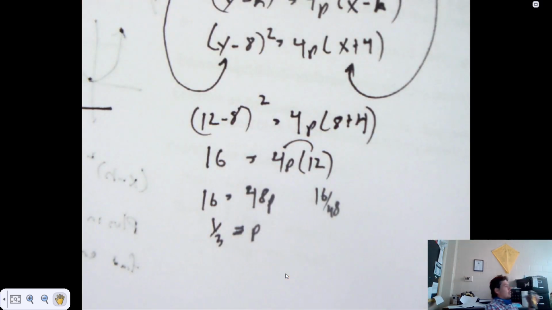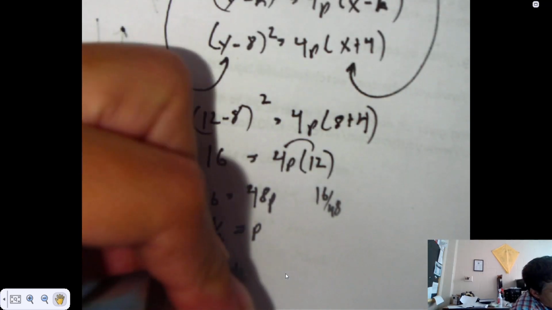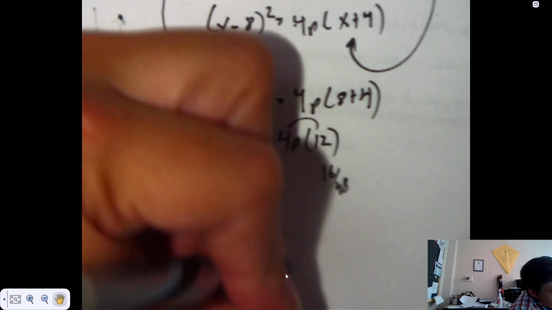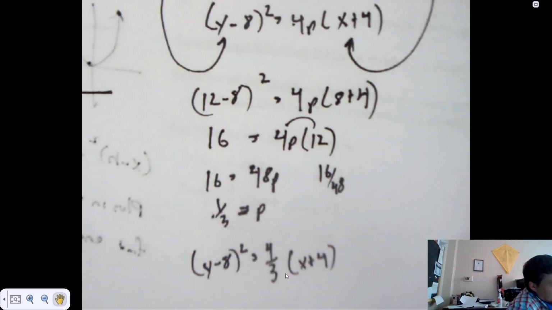16 over 48, kids, is a third. Then you have your equation. Plug that p-value back in. 4 times a third being 4/3. X plus 4. So that was pretty easy.